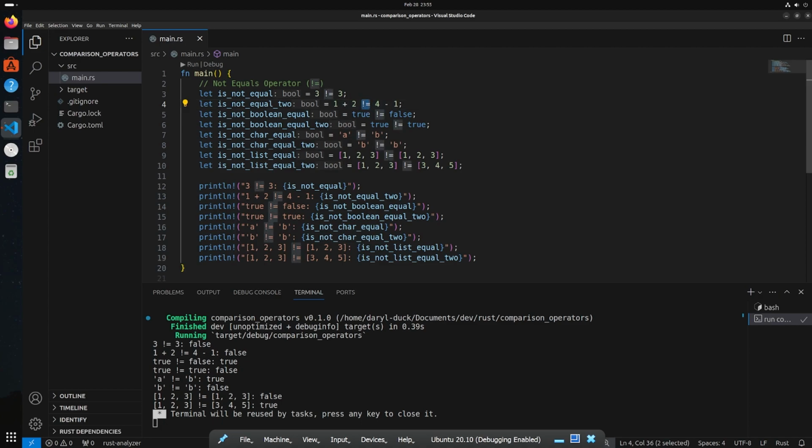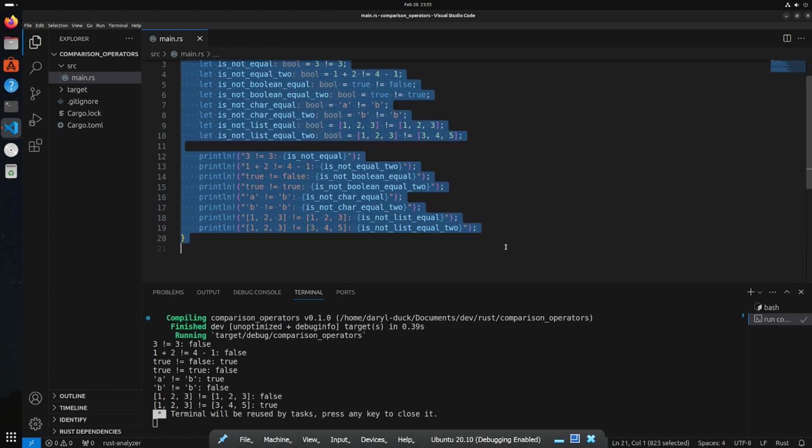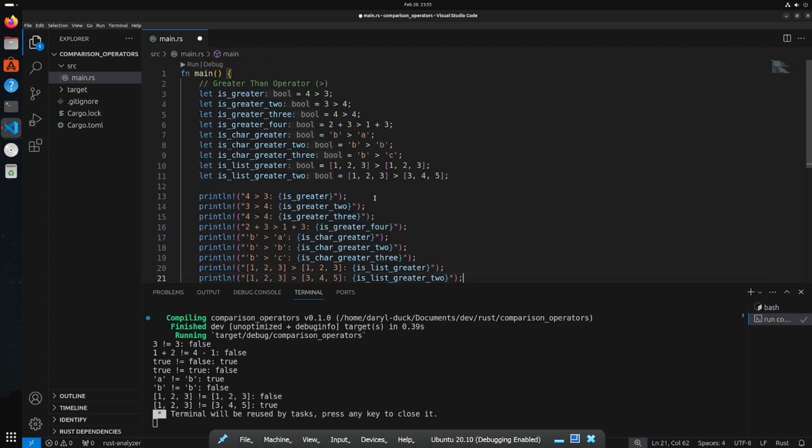Cool. Next one, greater than, right? So basically, numerically for the most part, though not always used numerically, is the greater than symbol. And that's basically a right angle brace, right? So basically, in this first one, I'm saying is 4 greater than 3? That should be true, right? Is 3 greater than 4? That should be false. Is 4 greater than 4? Well, no, it's the same. So that will be false.